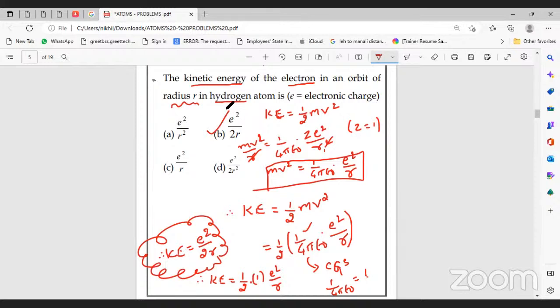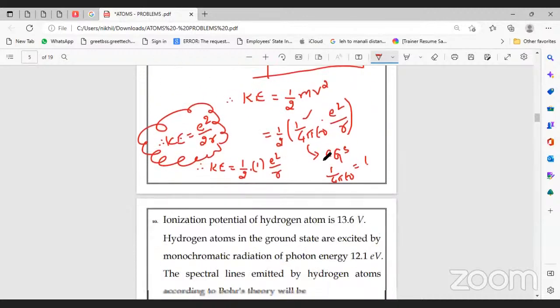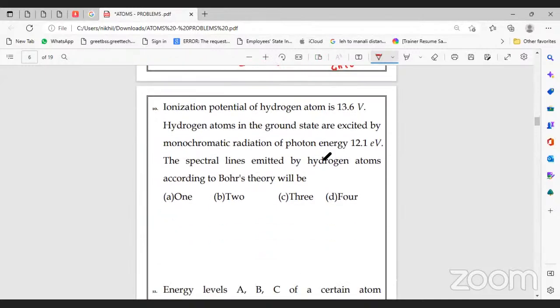So which will be the right option, students? Option B will be the right answer. Got it? Yeah.